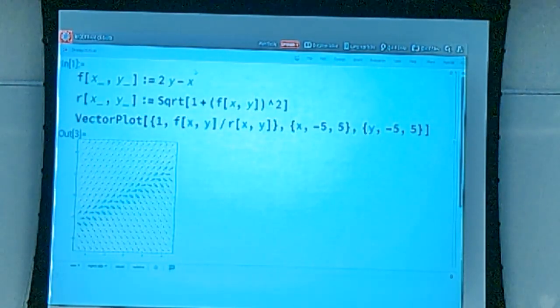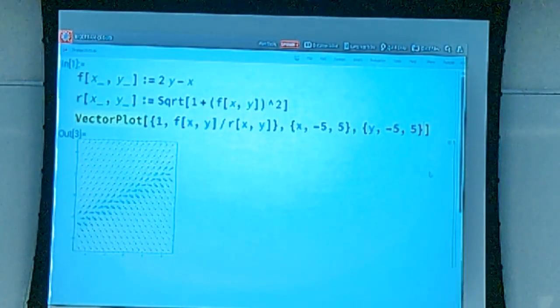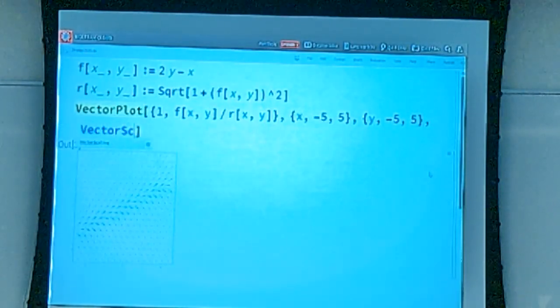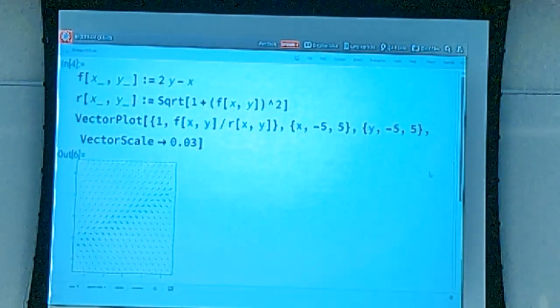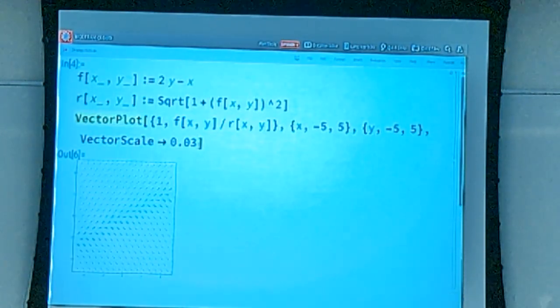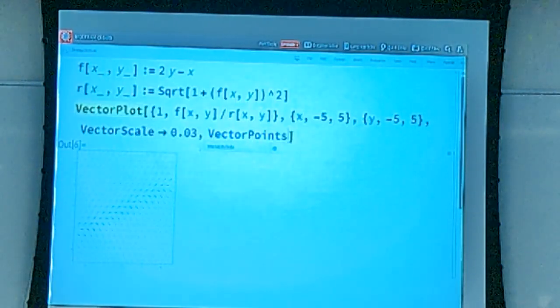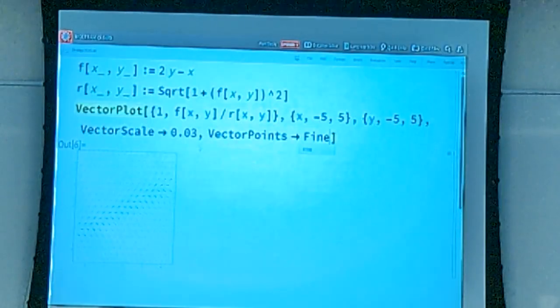There are options. For instance, one of the options I use is vector scaling. I set it to 0.03. Now that can affect it. Just make them smaller. I'm also going to set vector points to be fine.